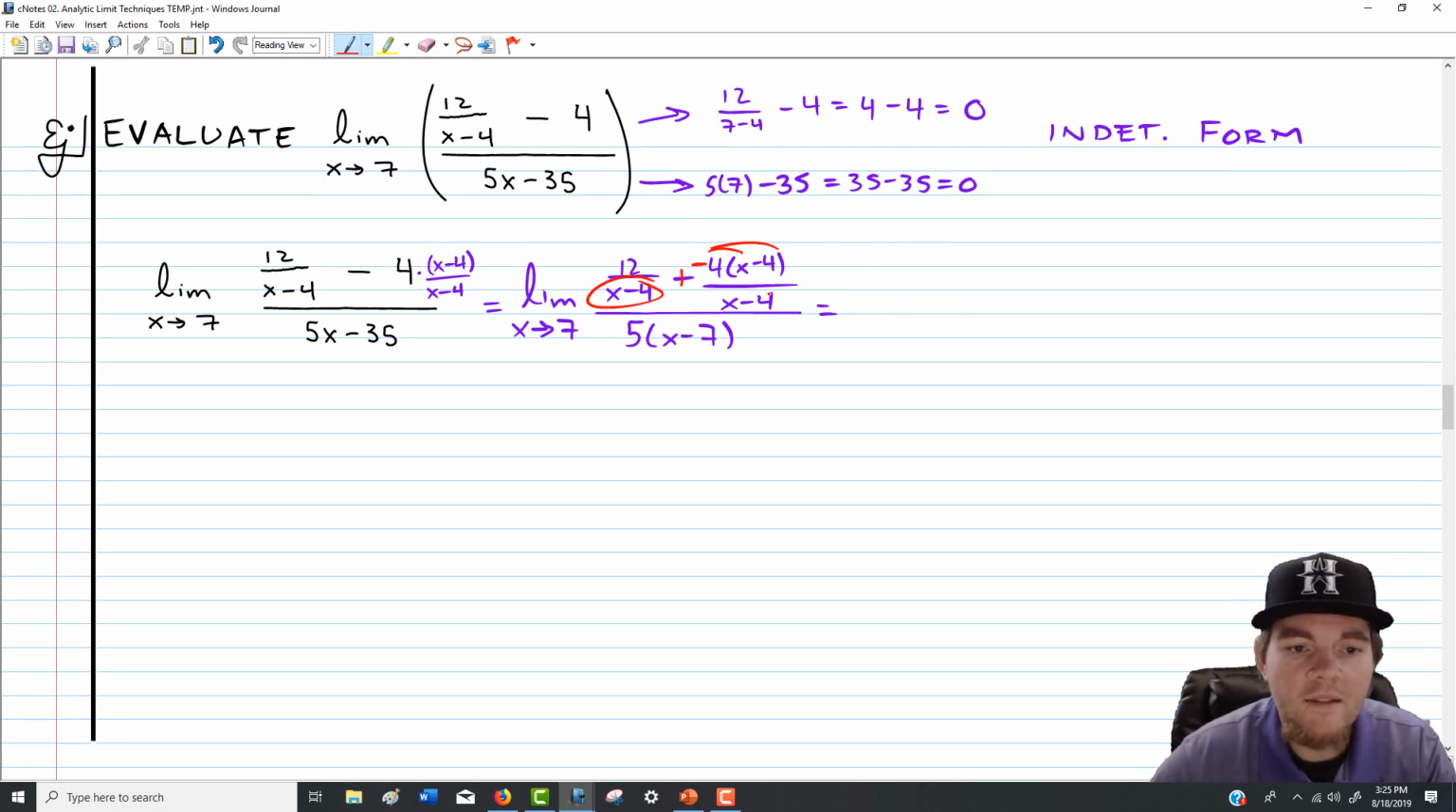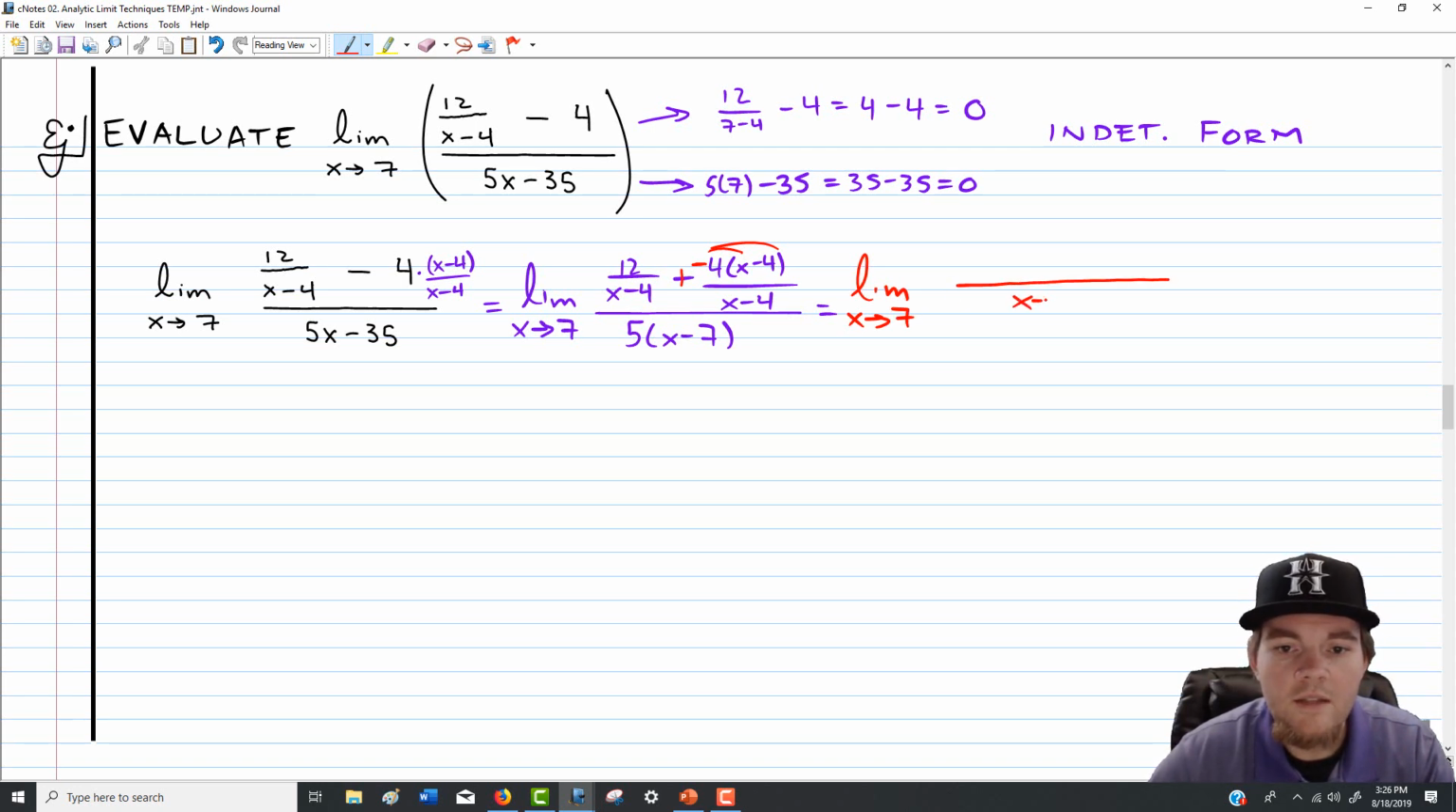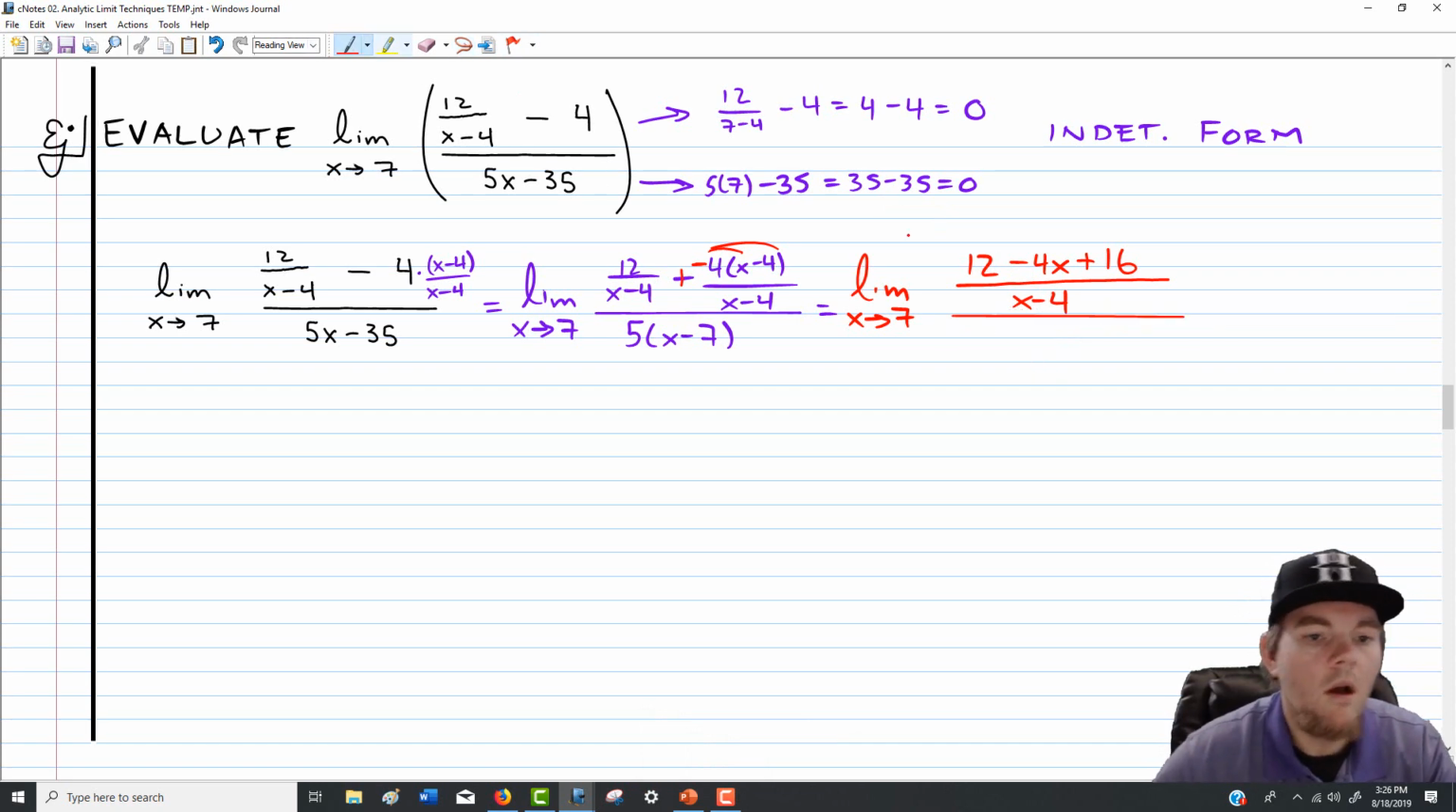The second move I want to make is to make this just a single denominator of x minus 4. It's just going to be a little bit cleaner. So if you wonder why, I'm just choosing to do it now. Specifically, we'll get that entire numerator over x minus 4. That numerator is now 12 minus 4x minus a negative 16. And all of this is over 5 quantity x minus 7.